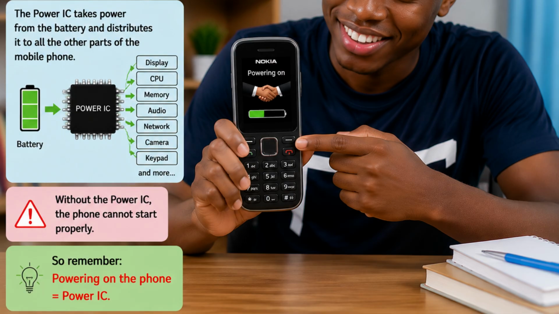Next, Emmanuel decided to switch on the phone. As soon as he pressed the power button, another important component started working. This is the power IC. The power IC takes power from the battery and distributes it to all the other parts of the mobile phone. Without the power IC, the phone cannot start properly. So remember, powering on the phone equals power IC.